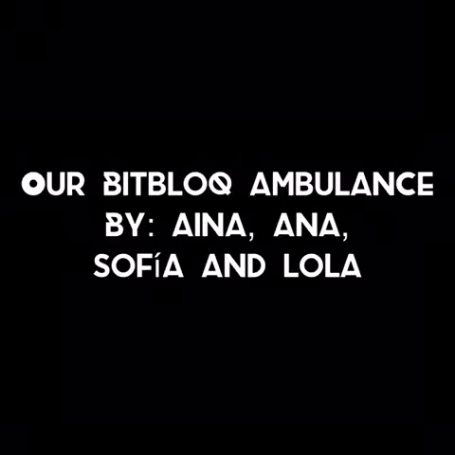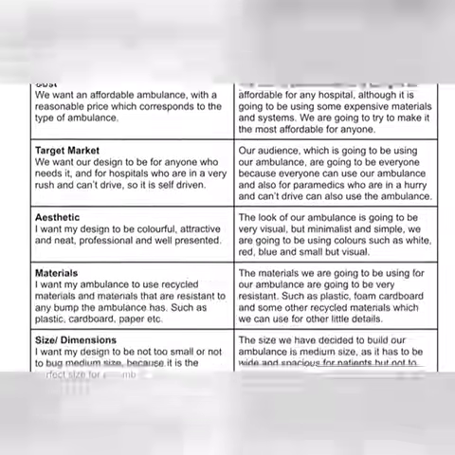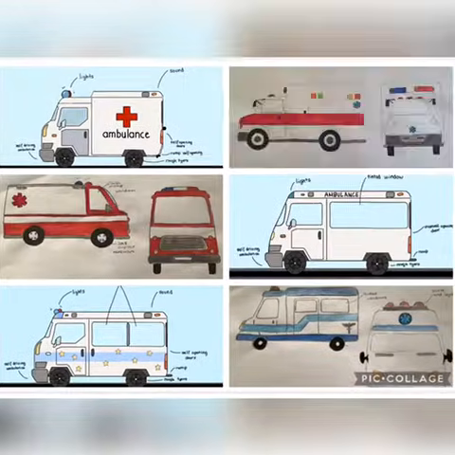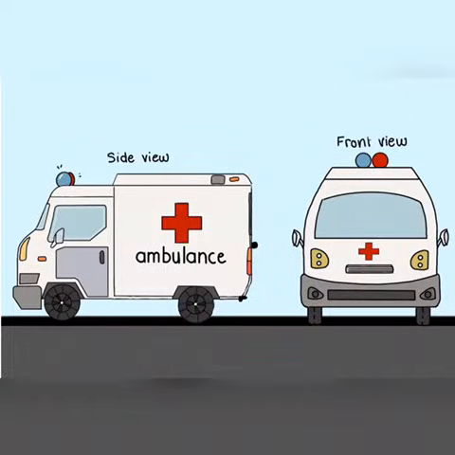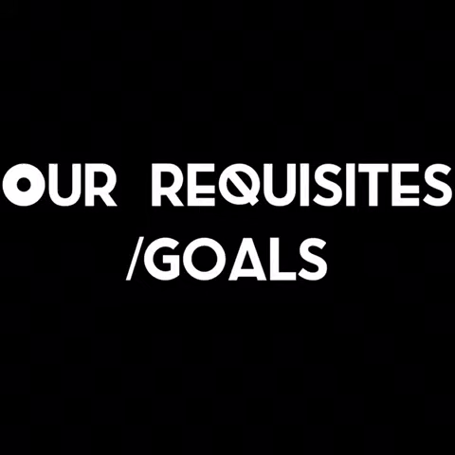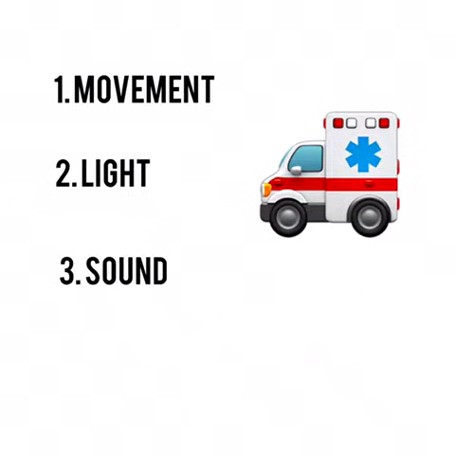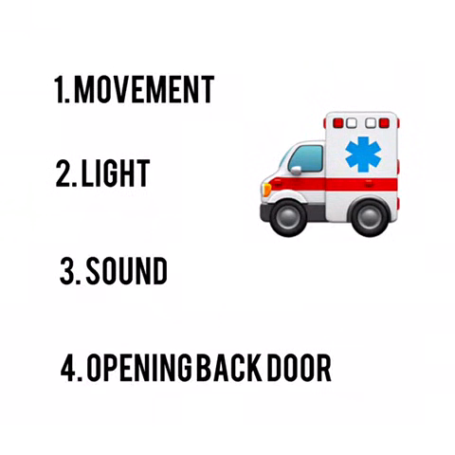The goal of this project was to create an element of our choice and program it using Bitbloq. We chose to make an ambulance, and here are our first sketches. This was the chosen design. As you can see, it is a very simple white ambulance with a red cross. It has 4 main requisites: movement, light, sound, and an opening back door.